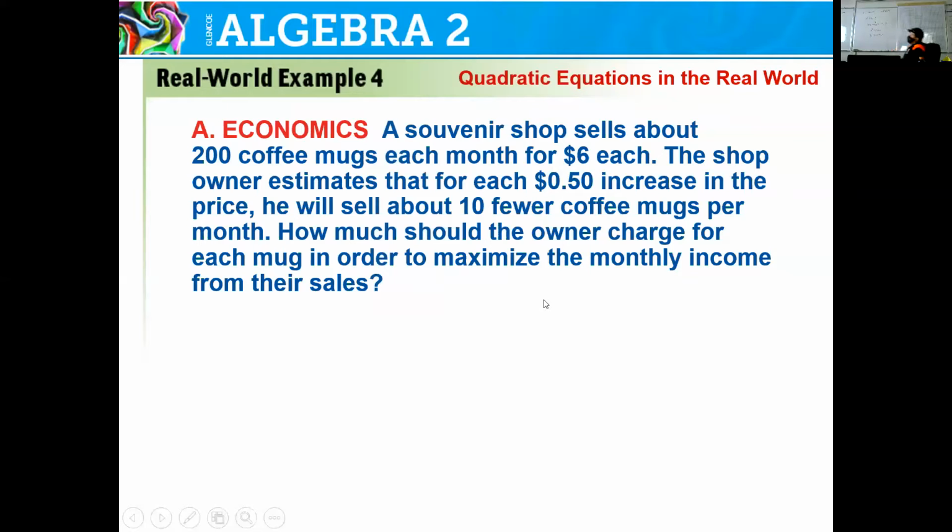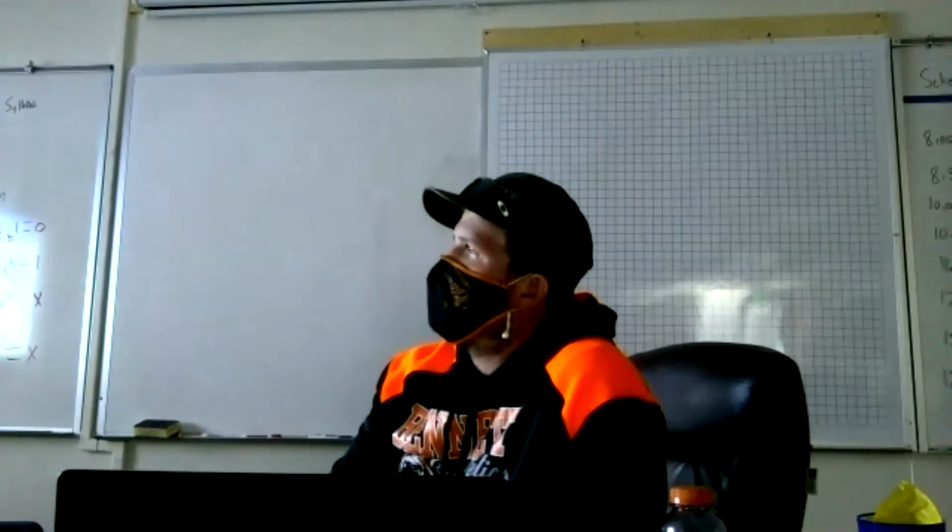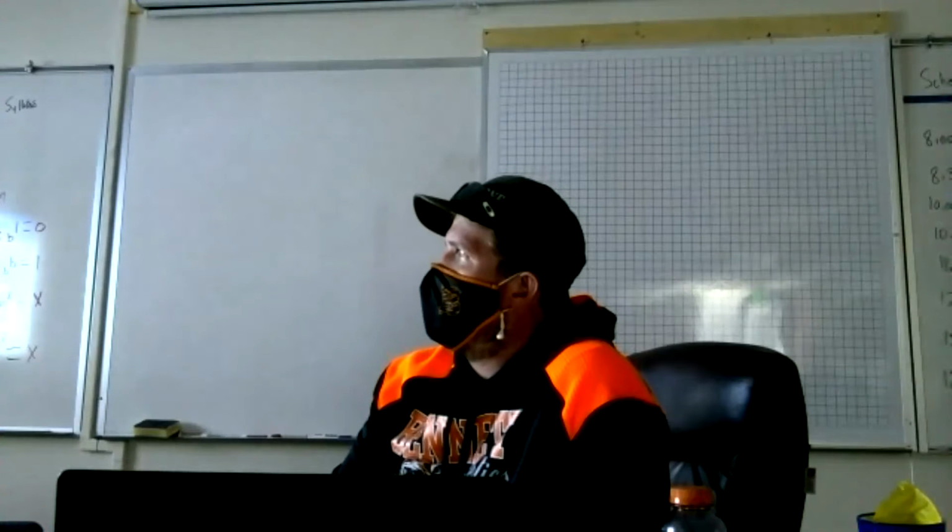Okay, quadratic equations in the real world. A souvenir shop sells 200 coffee mugs each month for $6 each. The shop owner estimates that for each 50-cent increase in the price, he will sell about 10 fewer coffee mugs. So per month, how much should the owner charge for each mug in order to maximize the monthly income for the sales? So the first thing we want to do is write an equation for this. Okay, and we want to consider what we have. It's $6 for each mug.